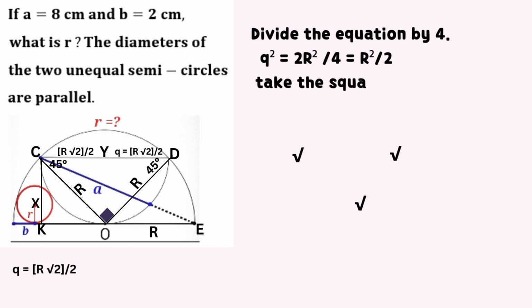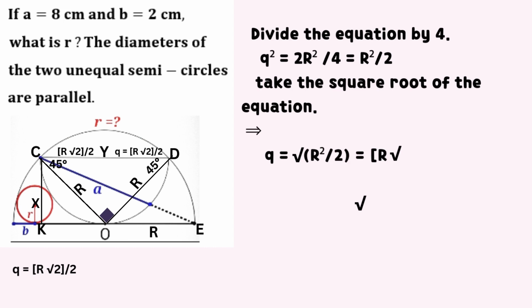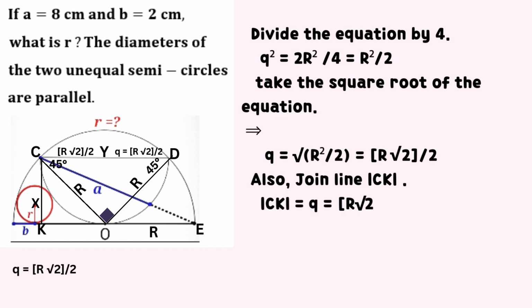Divide the equation by 4. The square of Q equals 2 times the square of R divided by 4, which equals half the square of R. Take the square root of the equation. This implies that Q equals half the product of R and the square root of 2. Also, join line CK. Line CK equals Q, which equals half the product of R and the square root of 2.